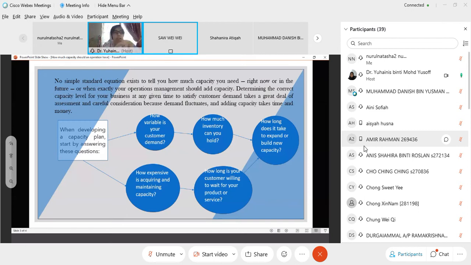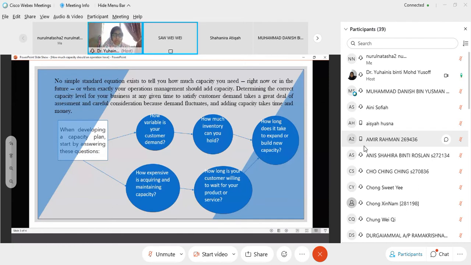When developing a capacity plan, start by answering this question. How variable is your customer demand? When demand is smooth, operations are pretty simple. Unfortunately, demand tends to have a great deal of variability. The more variable your demand is over time, the more capacity or inventory you need in order to cover demand during the spike.